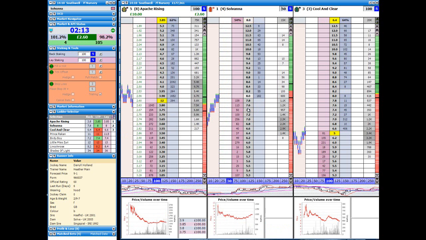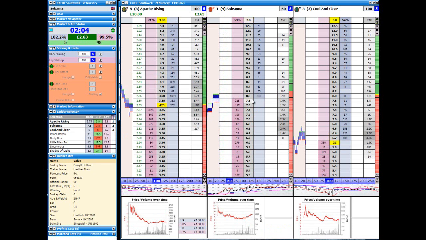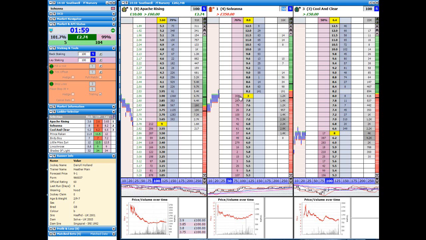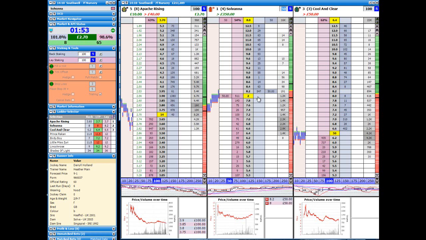So there's quite a lot of large amounts of money going in a few minutes before the off, £2,000, £1,500, that are being put in at the current trading price, and then being withdrawn after 2 or 3 seconds. So when you see that happening, be careful. Don't just jump in straight away.